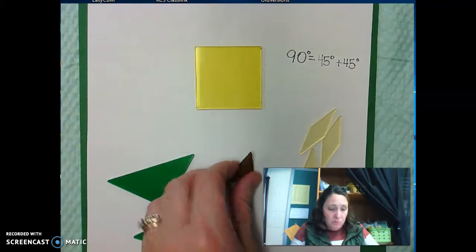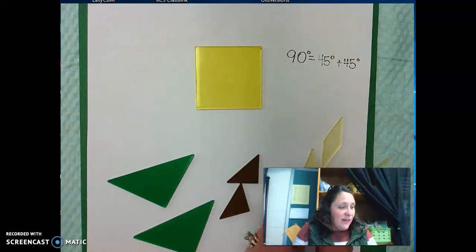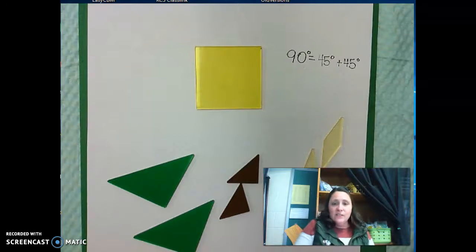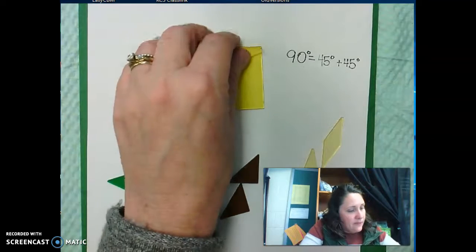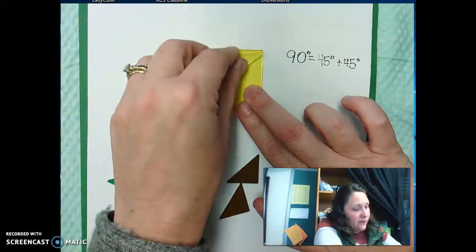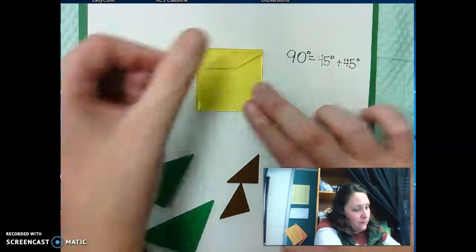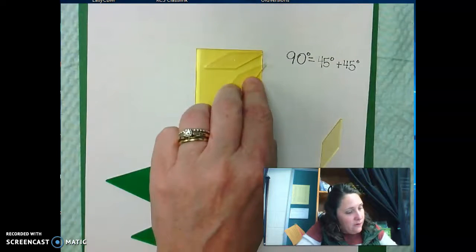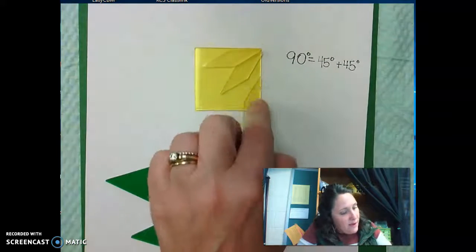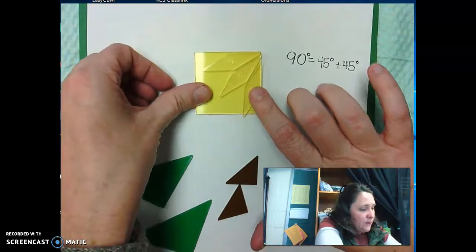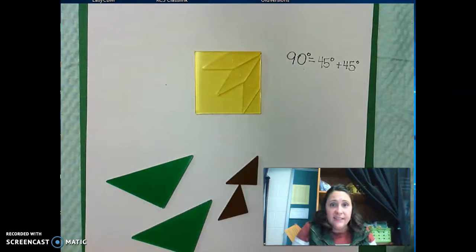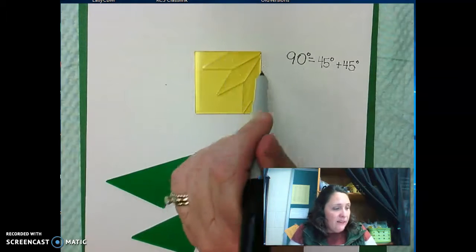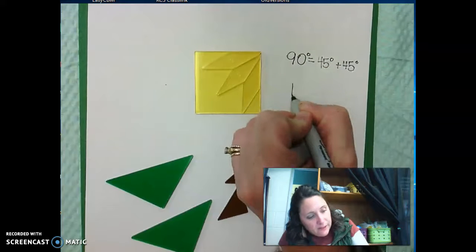Maybe you used these little guys right here, some O's, just like we saw in our last session. And maybe you decided to put them right here. There we go. So we have that one, and this one. So again, we have three of the exact same shape, three of the exact same size, and we know that when we put all three of these together, they equal 90 degrees.